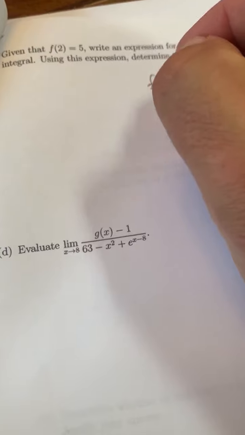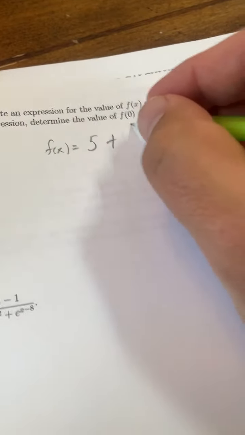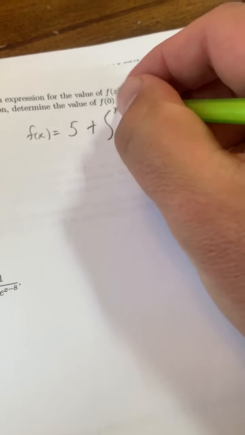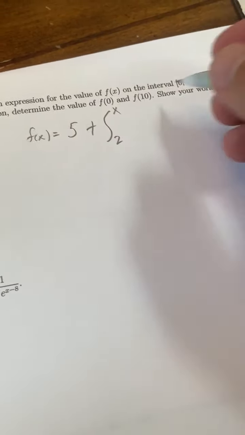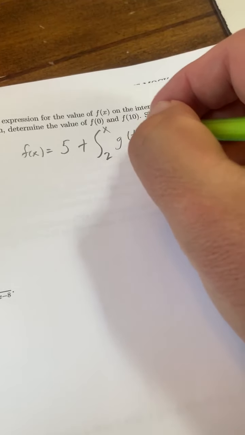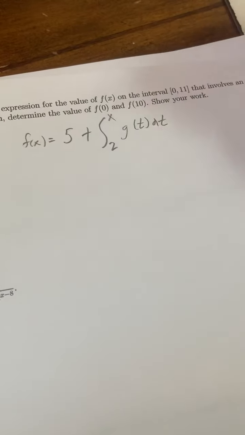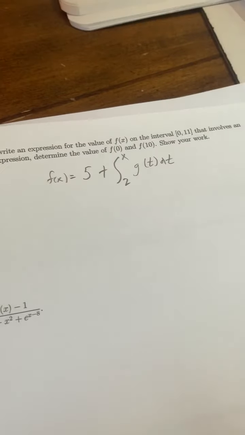So the way I would write this is I would say f of x is equal to 5, that's the starting value, plus the integral from 2 to x, my starting point to where I want to go, of the function f prime, which is in this case g, and we can't use an x in here, so we'll call it g of t dt. Okay, again, figure out how you would calculate a value and then figure out how you'd use that more generally.